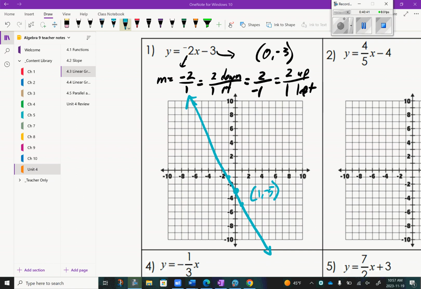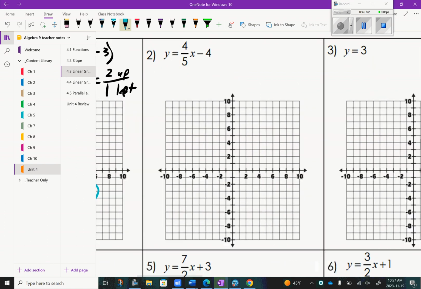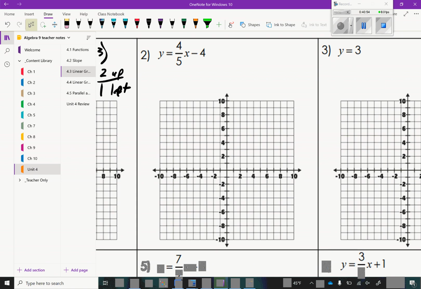So again, our y-intercept is the first point that we plot, and we should be able to use our slope as a set of directions. Go to the left, go to the right, there's the graph. Let's do it again with number 2 here.